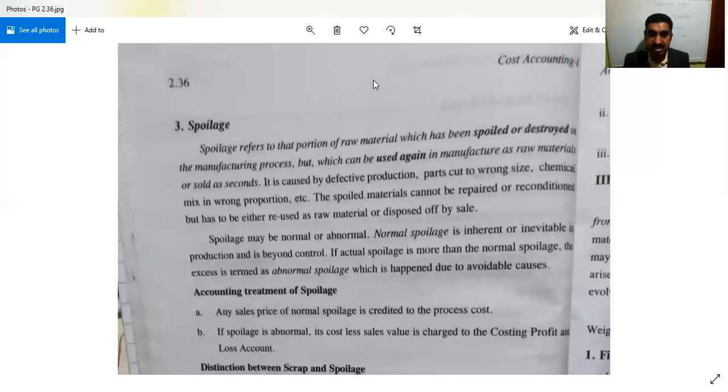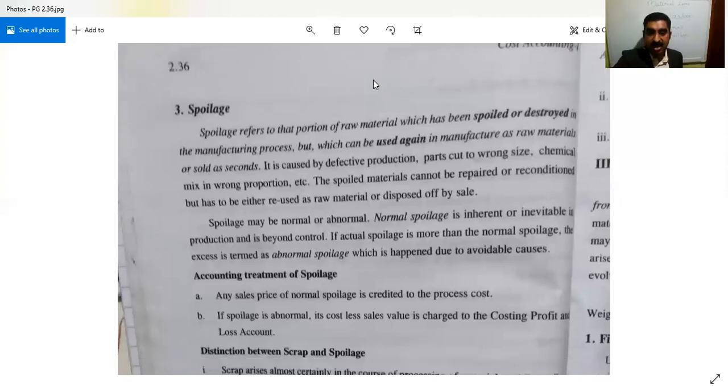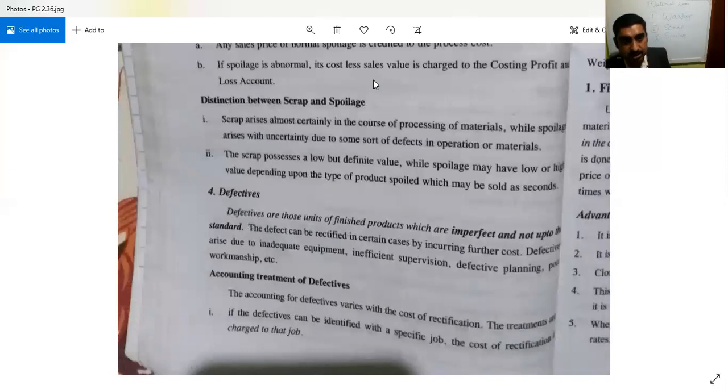And if spoilage is abnormal, its cost less sales value is charged to the costing profit and loss account. Then the distinction between a scrap and a spoilage. Scrap arises almost certainly in the course of processing of material, while spoilage arises with the uncertainty due to some sort of defects in operation of material.